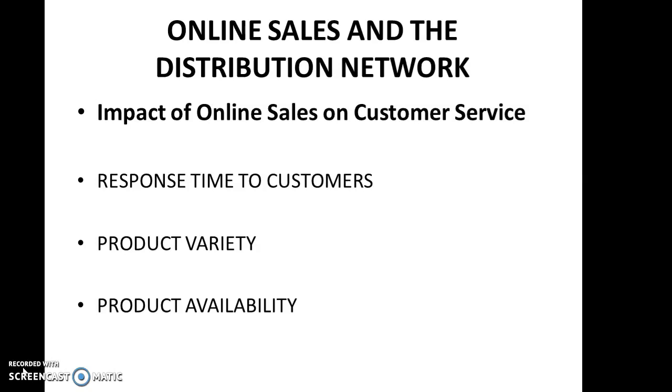The third customer service factor is product availability. Product availability is also better in case of online sales, because products can be collected and kept in the central warehouse, so that the product will be available at any point of time to the customers who order online.